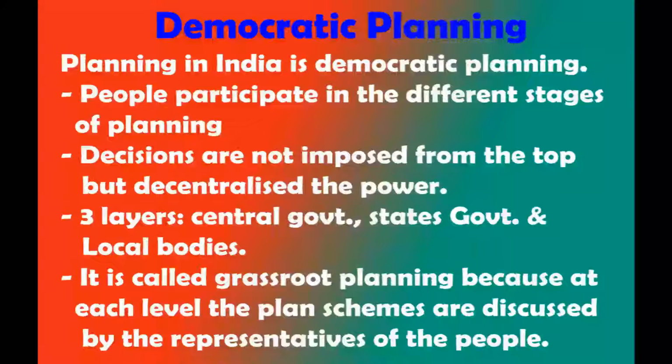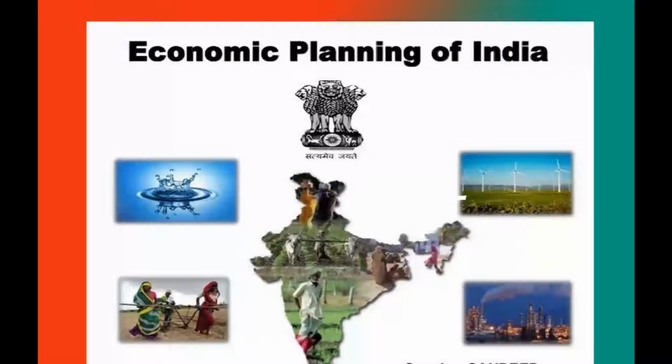Democratic planning. Planning in India is democratic planning. People participate in the different stages of planning. Decisions are not imposed from the top but power is decentralized. There are 3 layers: central government, state government, and local bodies. It is also called grassroots planning because at each level the plan schemes are discussed by the representatives of the people.